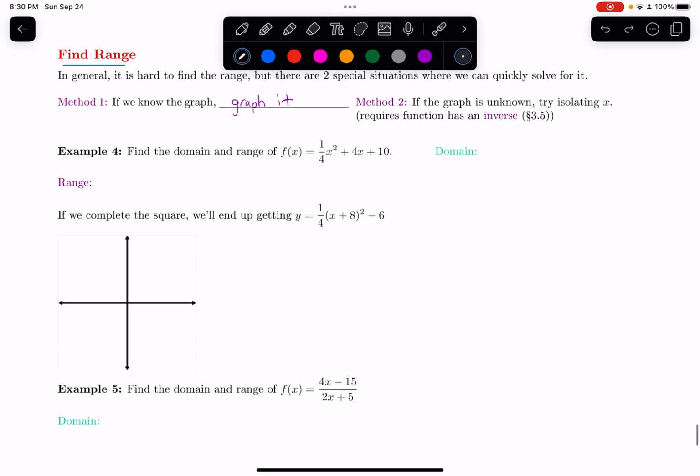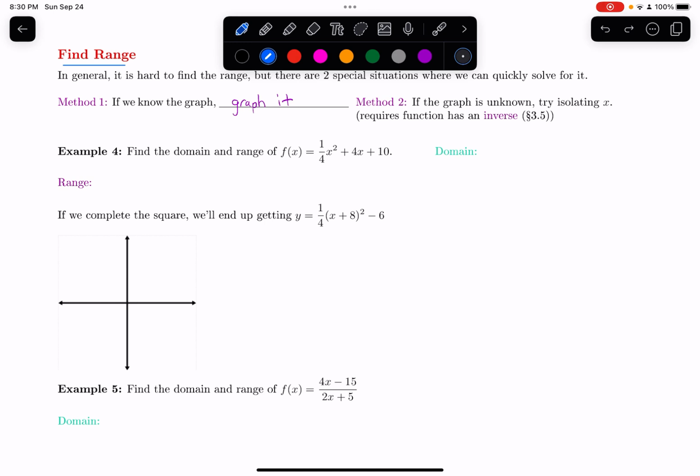Okay, so let's take a look at example 4 here, which says find the domain and the range of this function. Well, this is a quadratic, and I see the leading coefficient is positive, so we know it's some upward-facing parabola. To find the range of this, we would need to find the vertex of the parabola, and we can do that by completing the square. So we're going to complete the square here to get the range.